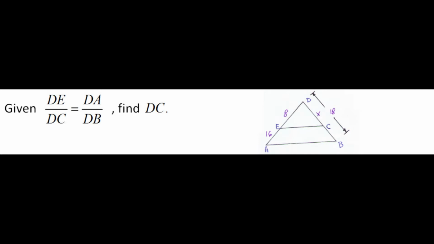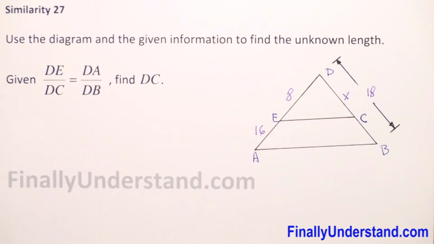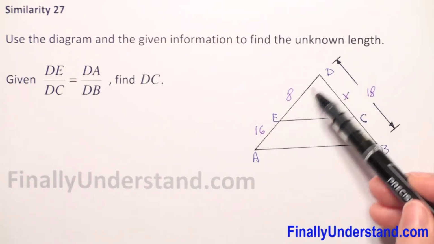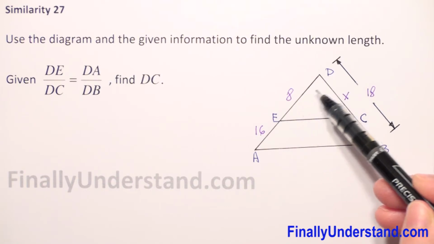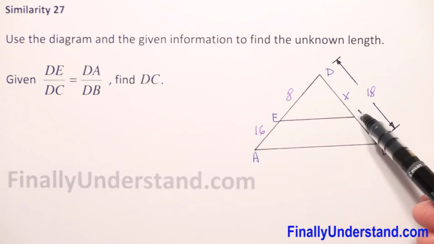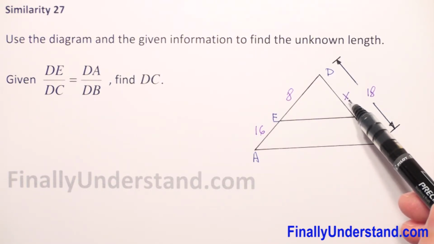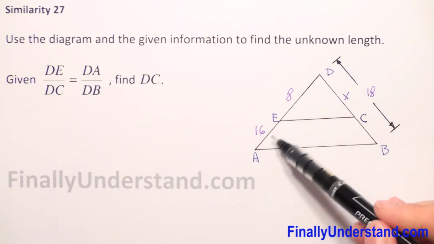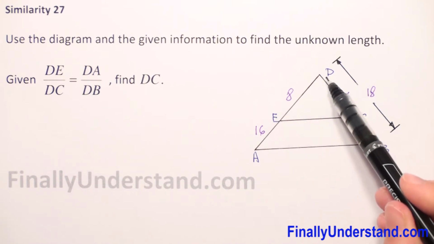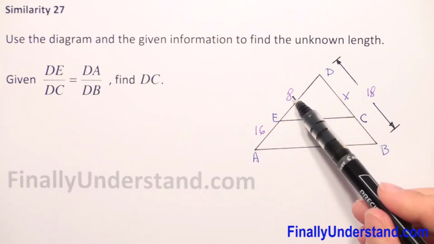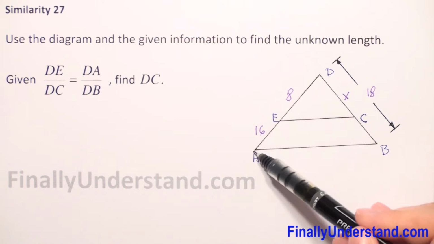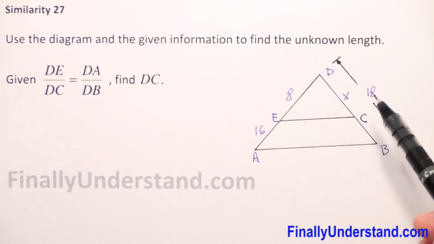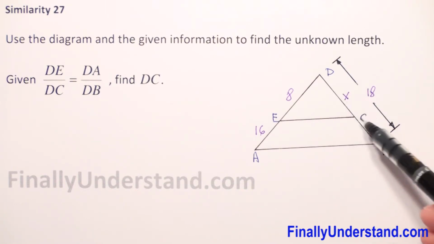Use the diagram and the given information to find the unknown length. We are given that DE is 8, DC is x, and DA will be DE plus EA. We are given DE and EA, and DB is 18. We have to find DC.